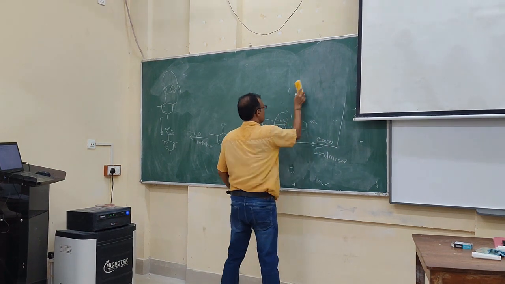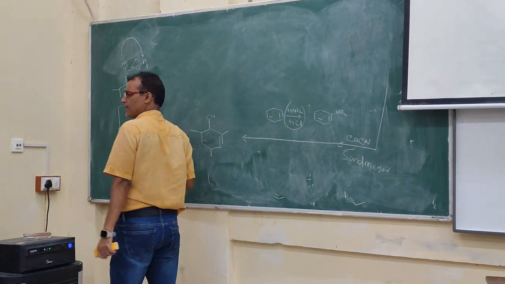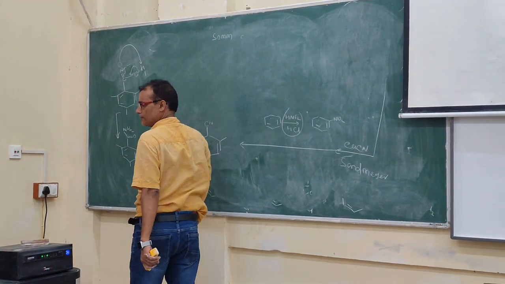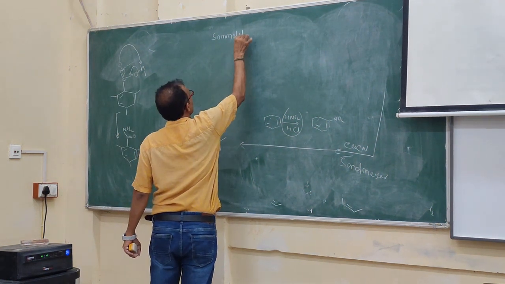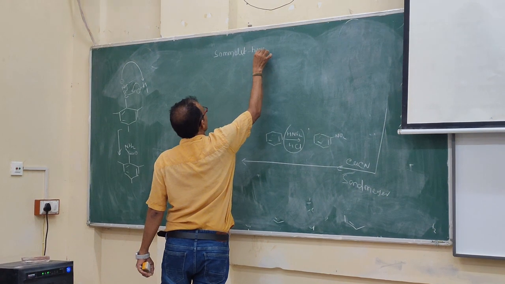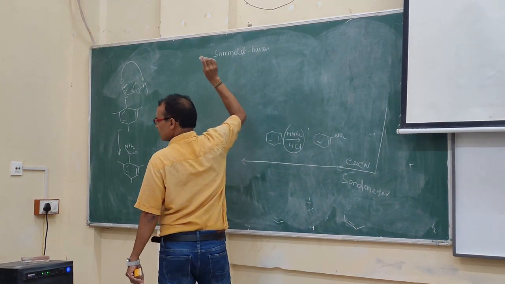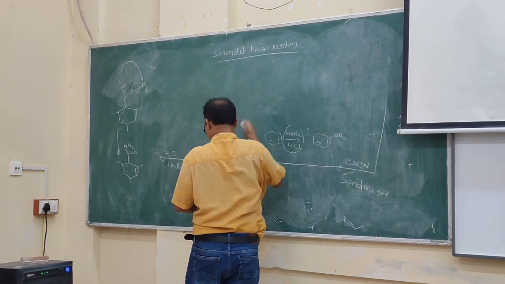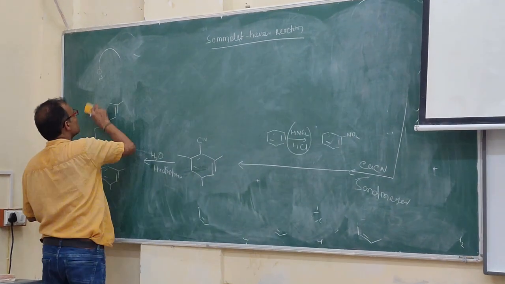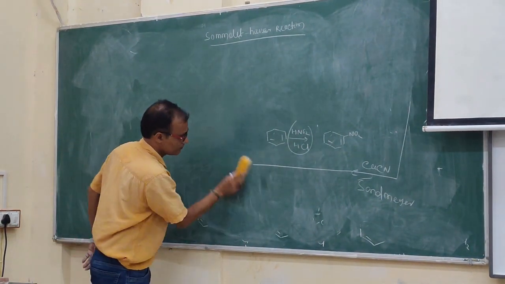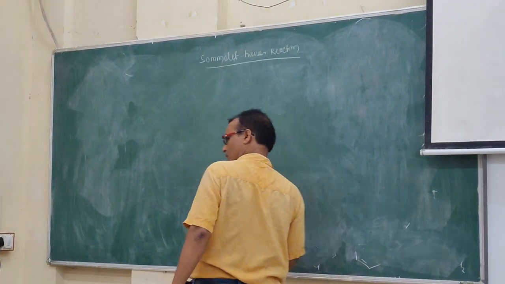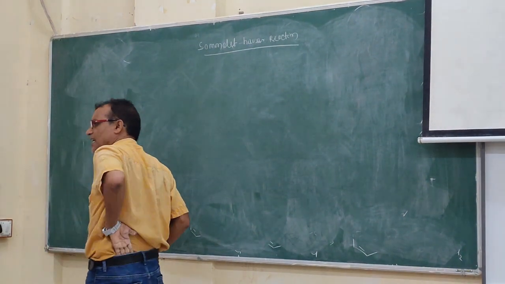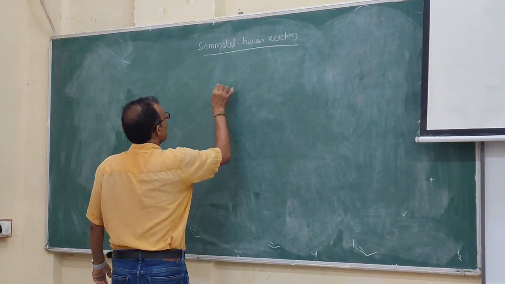So now let us go for Sommelet-Hauser reaction. Okay, so this is a rearrangement that involves conversion of a benzyl halide to aldehyde. You have a benzyl halide.